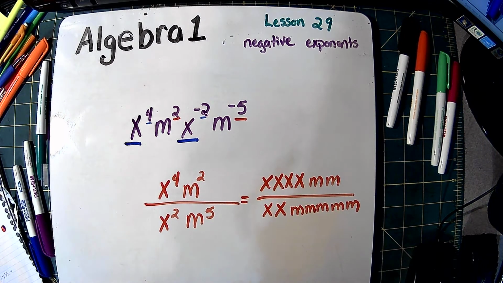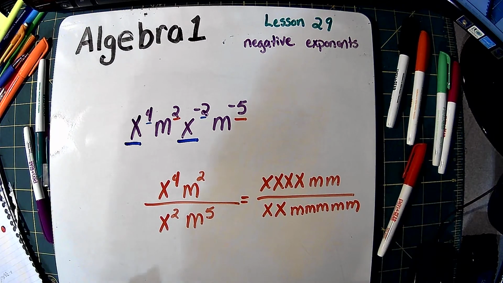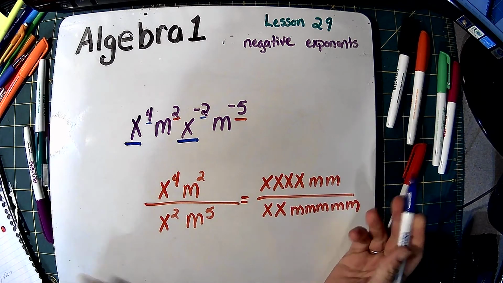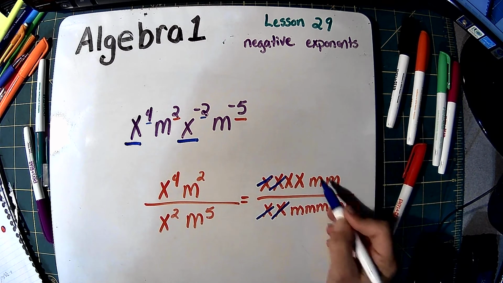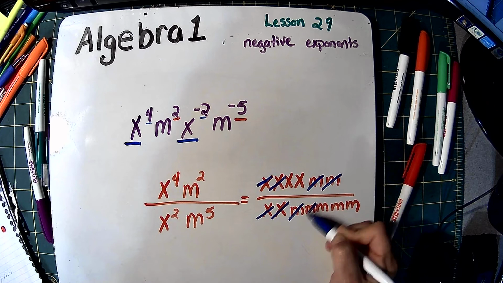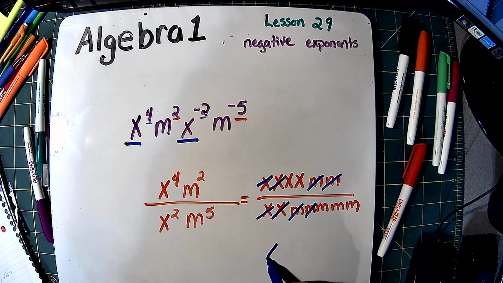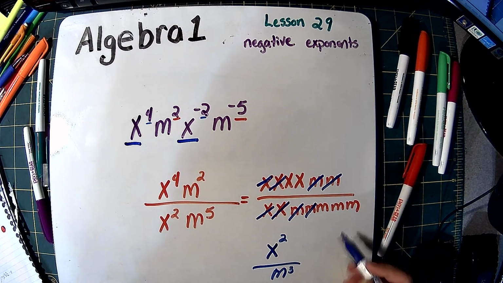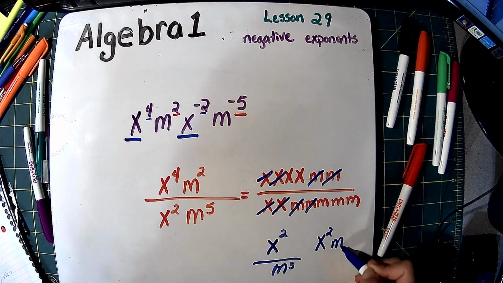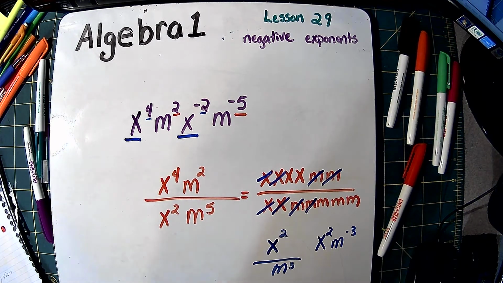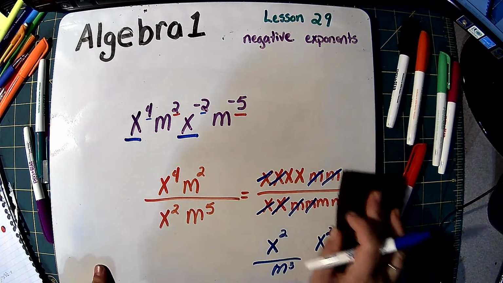Okay, now if we look at these, we know that x over x, that means x divided by x, those can cancel each other. So we can cancel here and here, and then we can cancel some of these m's, and we are left with 2 x's on the top and 3 m's on the bottom. And if we move this up to the top, just change the sign, and we will get x squared m to the negative 3. So that's another way of looking at the same kind of problem.